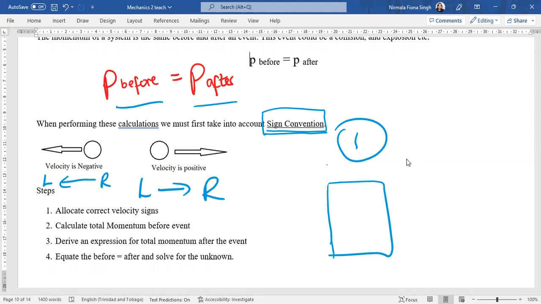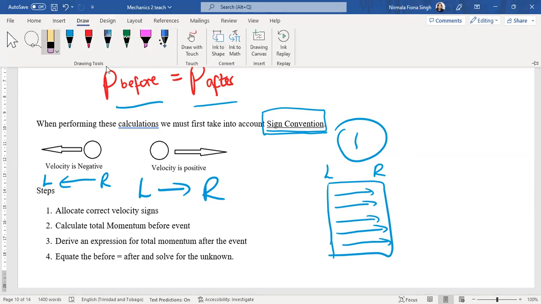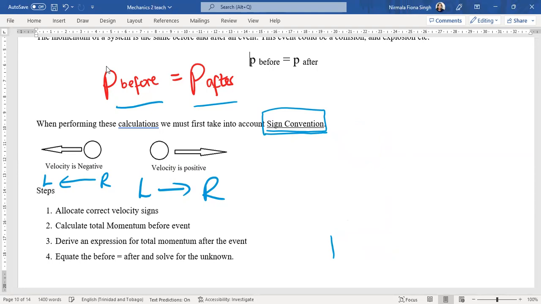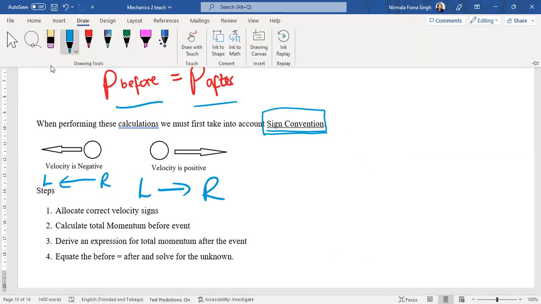Left. We start writing on the left and we move towards the right. So just remember that from left to right is the direction that we write in, and that's going to be the positive direction. All right, that's my little tip. Students can find other ways of remembering these things. So let's look at our steps, and then we're going to try a question.